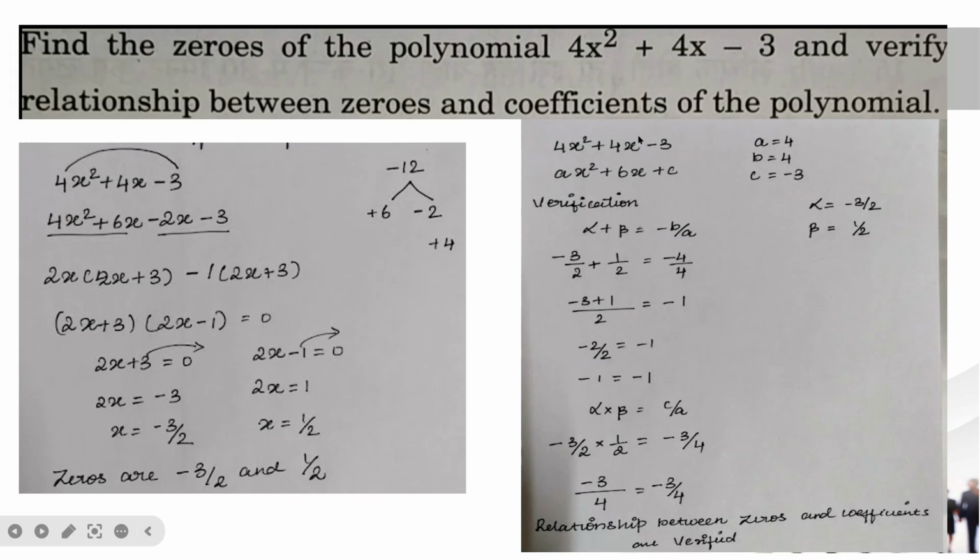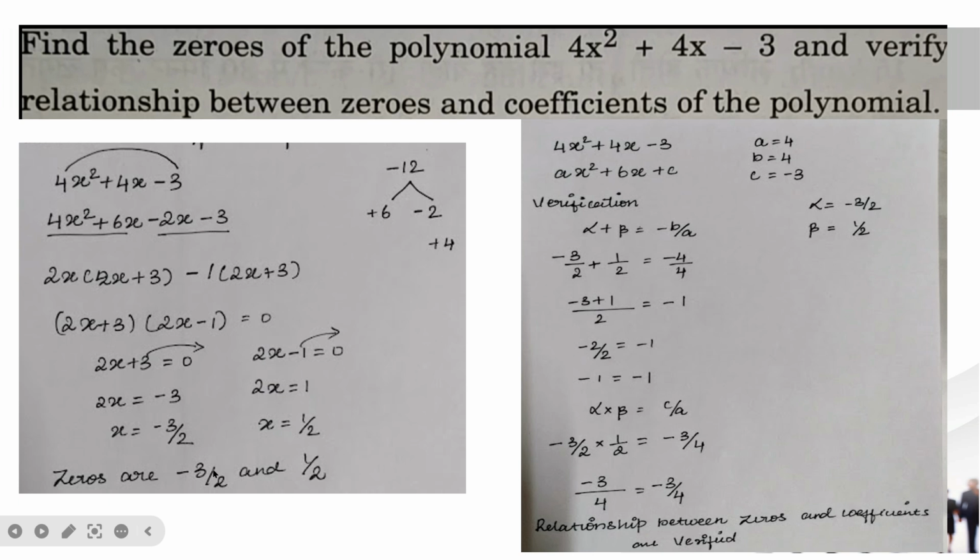Now they are asking us to find the relationship between them. We need to verify the relationship between them. So you just write this equation 4x square plus 4x minus 3 in this format: ax square plus bx plus c. Comparing these two equations, a will be 4, b is also 4, c is minus 3. So the a value is 4, the b value is 4, the c value is minus 3.